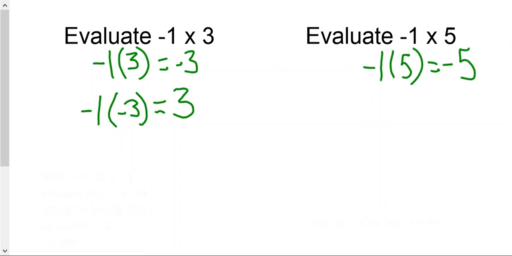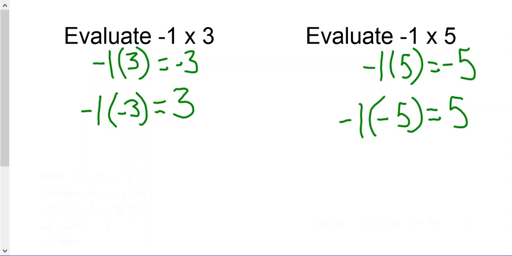And same with over here, negative 5. If we want the opposite of negative 5, what number do we need to multiply by? If we multiply by 1, the number will not change. It'll stay at negative 5. If we multiply by negative 1, we will get the opposite of that negative 5, which is a positive 5.